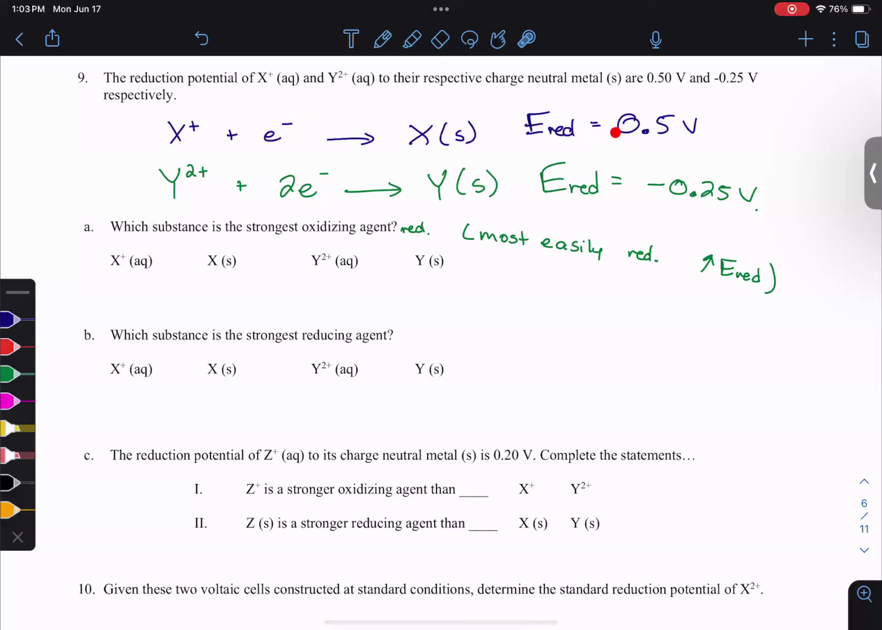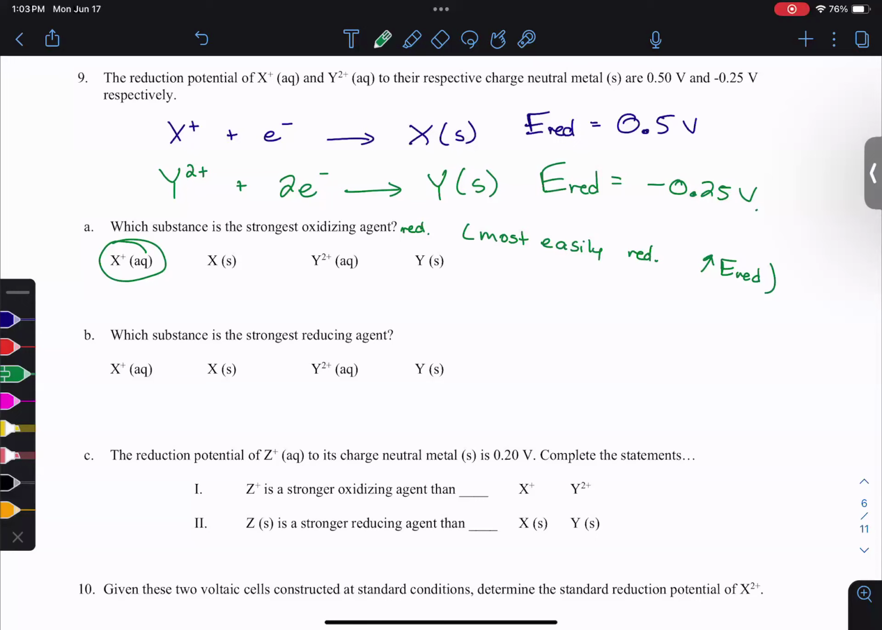But we need to point to the right thing. In this reaction, what's being reduced? Is it X or X plus? It's X plus. So in this case, X plus is the best oxidizing agent because it's the easiest thing to be reduced. X doesn't get reduced. So you want to point to the right thing, right? This is important because it kind of changes for the next one.